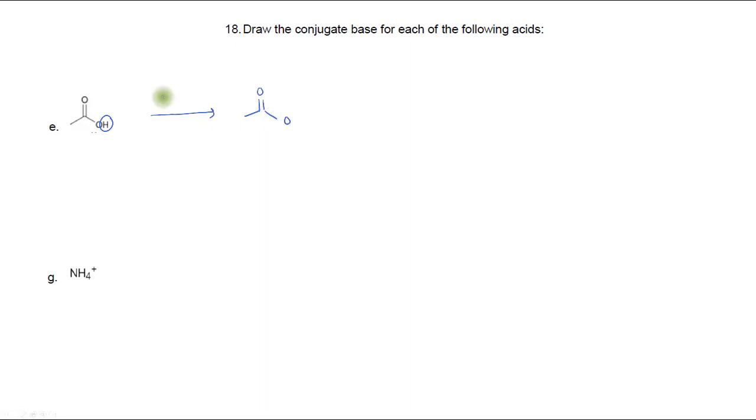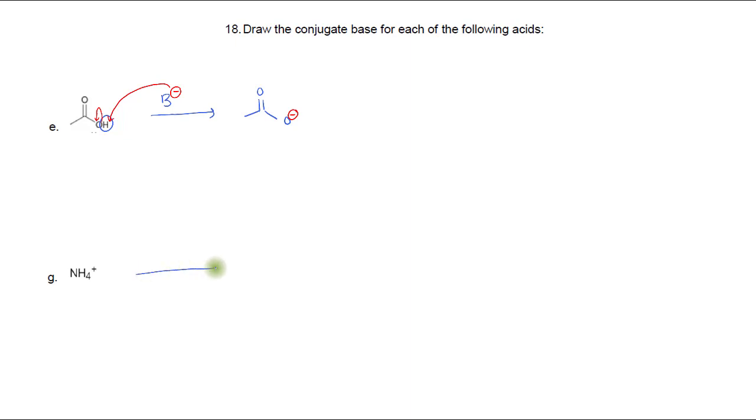And if you wanted to practice your mechanism drawing, you could do that as well. So I have the negative charge on my base. The negative charge will grab the proton, and the electrons in between there will go on to the oxygen. So I have an O- as my conjugate base.